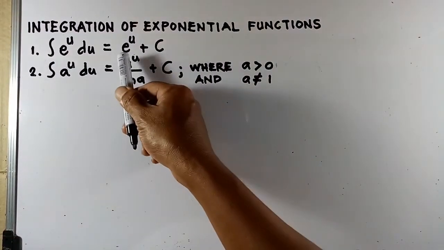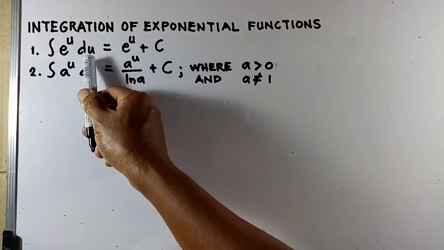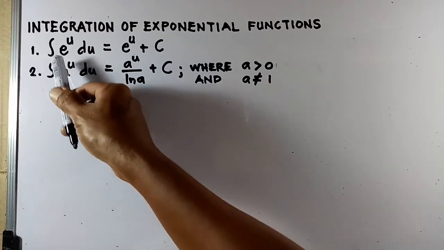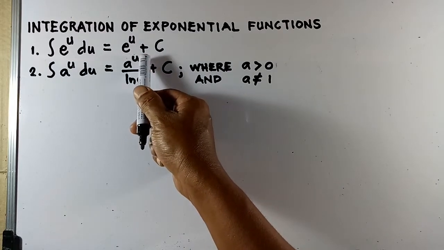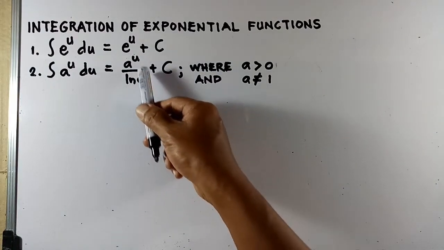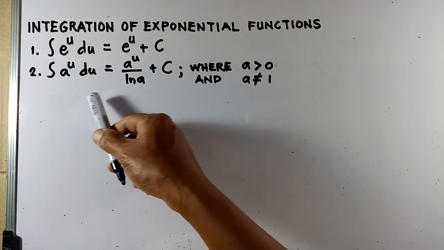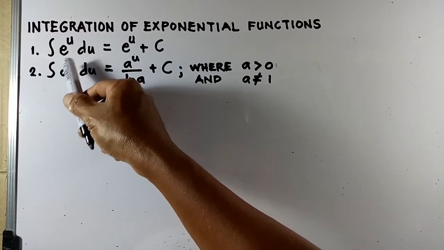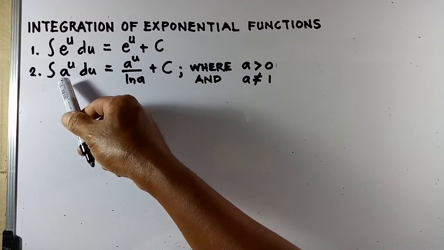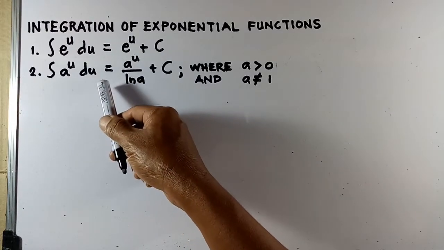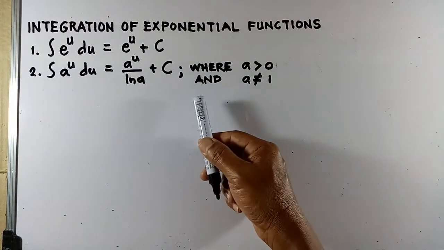Ang derivative ng e raised to u ay e raised to u du. Kaya pag ni-reverse natin yung process, integral of e raised to u du will become e raised to u plus c. Ang derivative ng a raised to u divided by ln of a equals sa a raised to u du. Kaya pag ni-reverse natin yung process, integral of a raised to u du will become a raised to u divided by ln of a plus c.